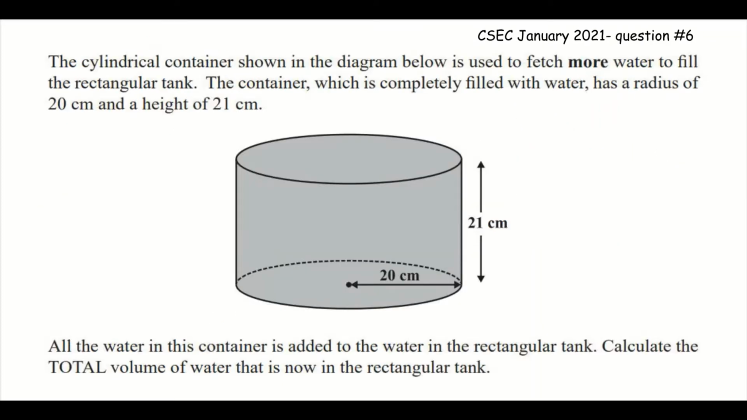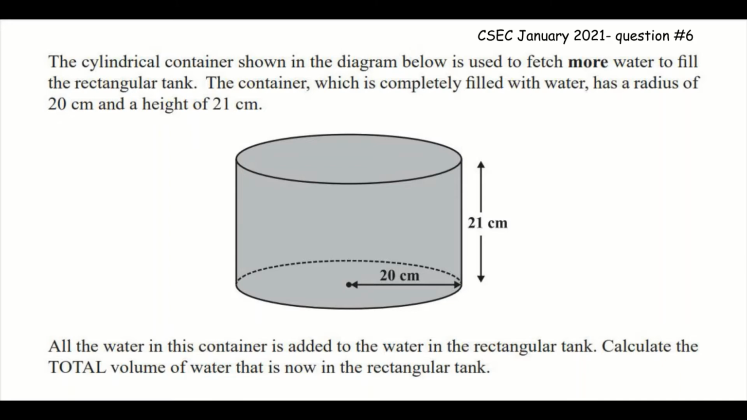Now the same question continues to say that the cylindrical container shown in the diagram below is used to fetch more water to fill the rectangular tank, which was the one that we were working out before. The container, which is completely filled with water, has a radius of 20 centimeter and a height of 21 centimeter. All the water in this container is added to the water in the rectangular tank. Calculate the total volume of water that is now in the rectangular tank.